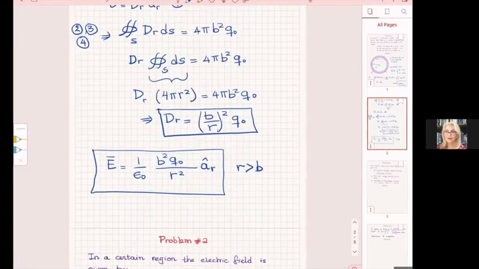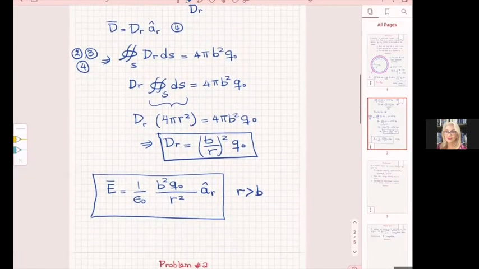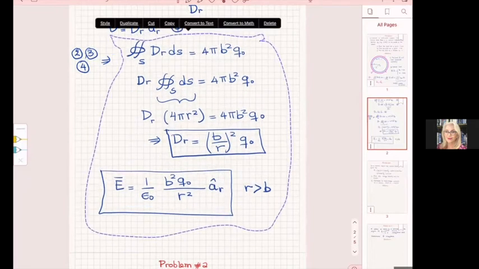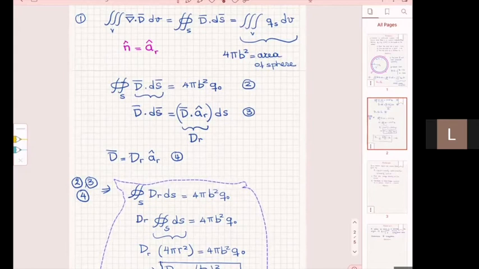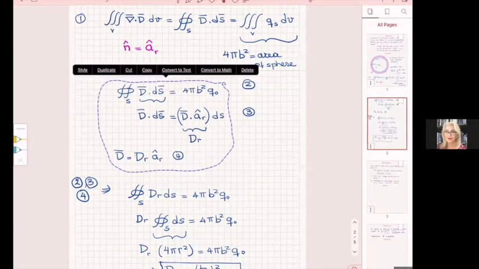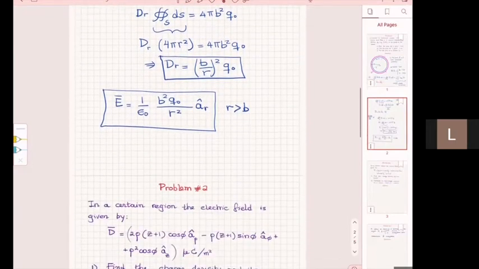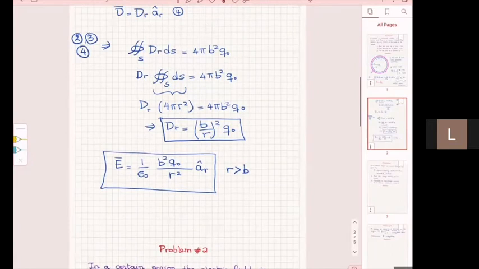Let's see what happens inside. But before I go inside the surface, the spherical surface, do you have any questions about the kind of derivations we did to get the electric field? Any questions? When R is less than B, the electric field is 0 because you're not enclosing any charge, correct? Correct. Absolutely. So that's what we're going to see next.